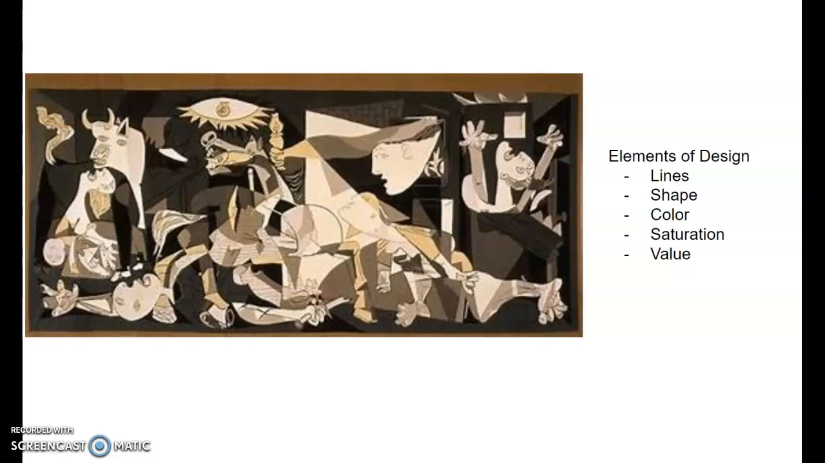The next element that we will discuss is shape. There is a combined use of organic and geometric shapes within this piece. However, much more organic shape is present. The organic shape includes the face, the head of the cow, and the eye, but the geometric shapes include the triangles.